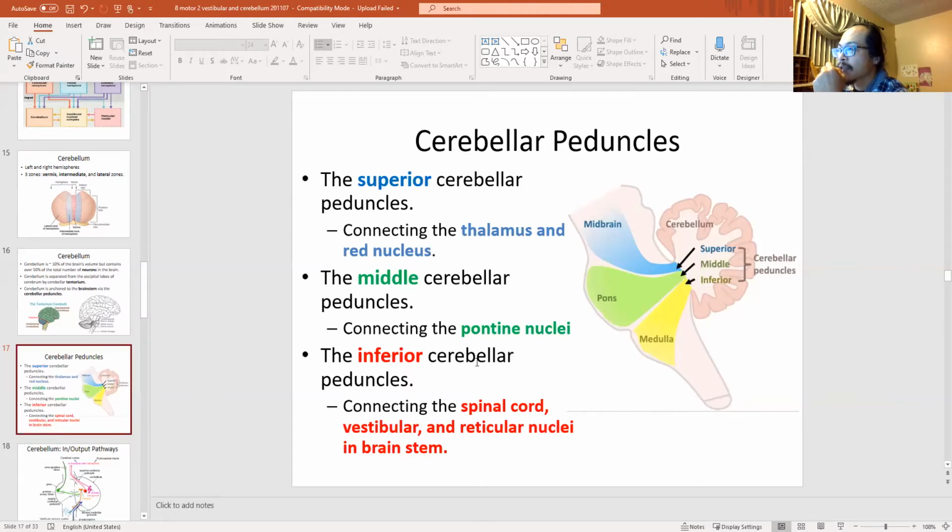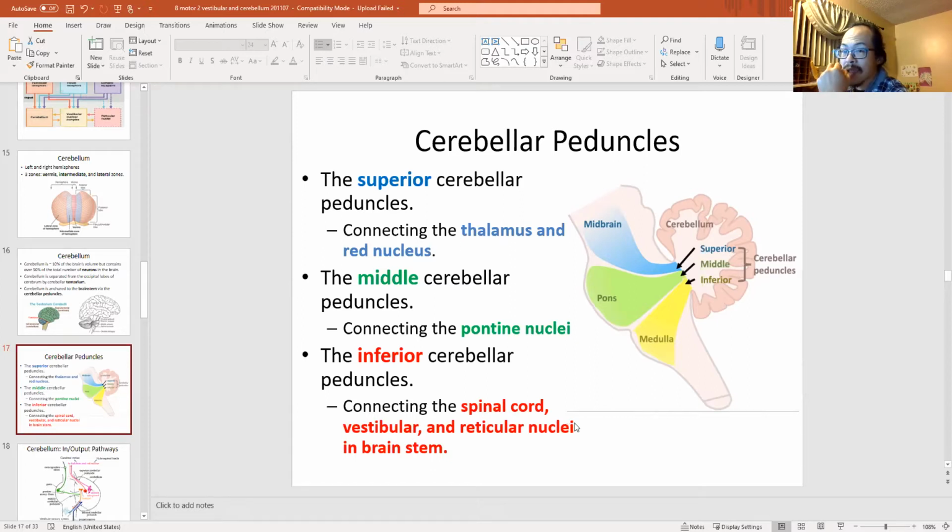Inferior peduncle will receive a signal of the proprioception about the vestibular. It will then send out signal into both vestibular nuclei and the cerebellum. And so from the vestibular, it will then send signal into the spinal cord, right? So we have the vestibular spinal tracts.